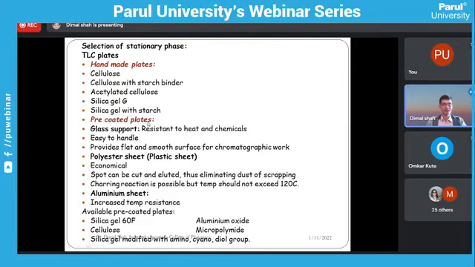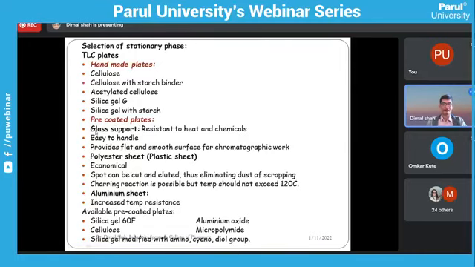The second thing that normally we use in HPTLC is pre-coated plates, because we want reproducible and accurate results, and for that purpose we need a pre-coated plate where the thickness of the layer is fixed and the particle size of the stationary phase is fixed, so that we can get a reproducible and accurate result. These pre-coated plates are available in the market, where glass support is used, or a polyester sheet, or an aluminum sheet.